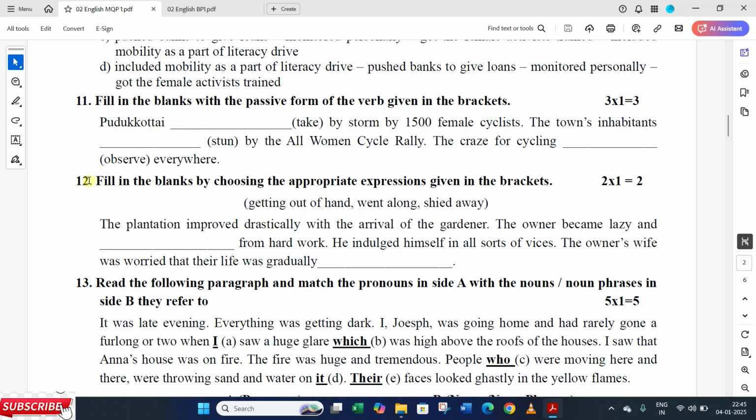Then we have question number 12. Fill in the blanks by choosing the appropriate expressions given in the brackets, for 2 marks. Here you will find, my friends, certain expressions given in the brackets, right? So you will find here getting out of hand, went along, shied away. These are the expressions which you have to write in the blank spaces, right? So this is about question number 12.